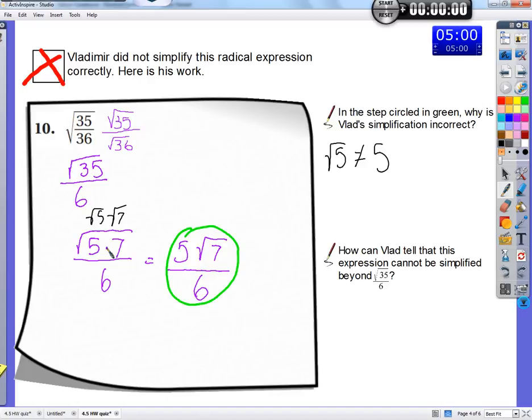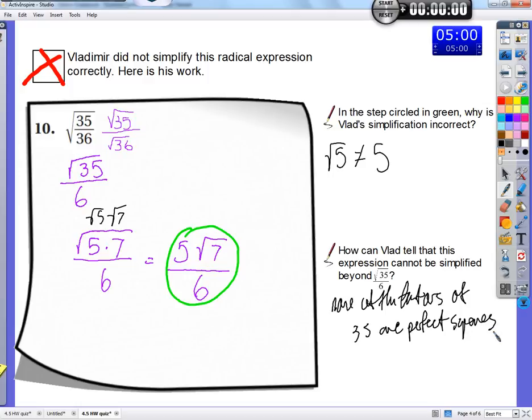Okay. Well, no matter how you factor 35, there are no perfect squares that are factors of 35. So none of the factors of 35 are perfect squares. Very good.